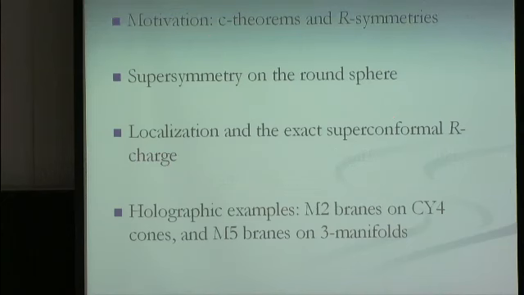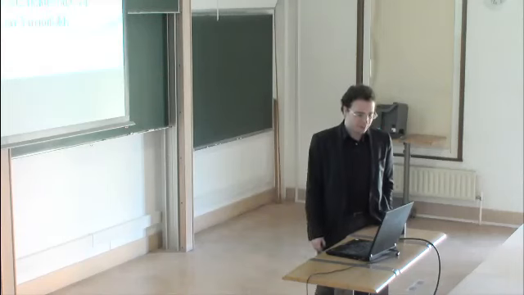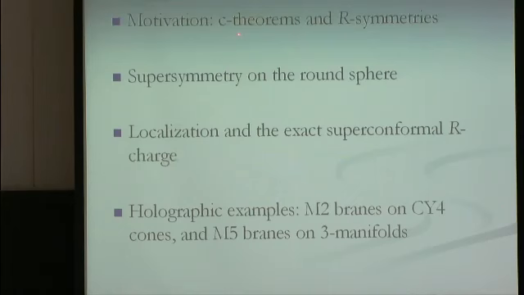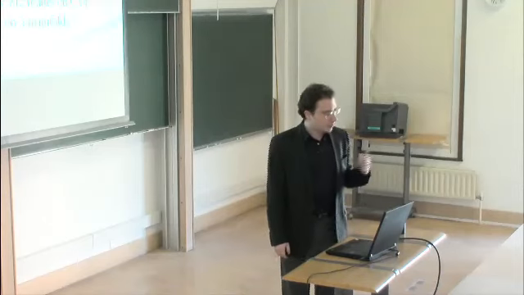Okay, so what's the motivation here? I want to find something like a C theorem in 3 dimensions, some way to count the number of degrees of freedom in interacting theory, especially for conformal field theories. You sort of want something which is monotonic along RG flow.